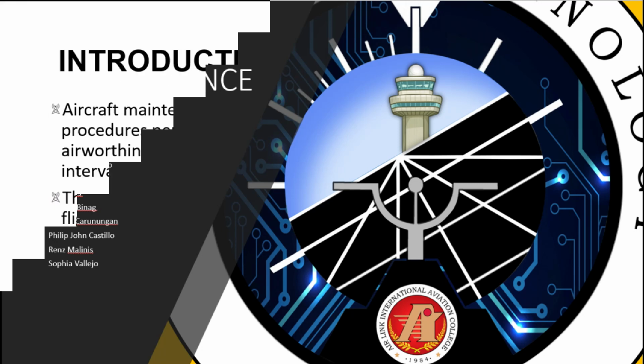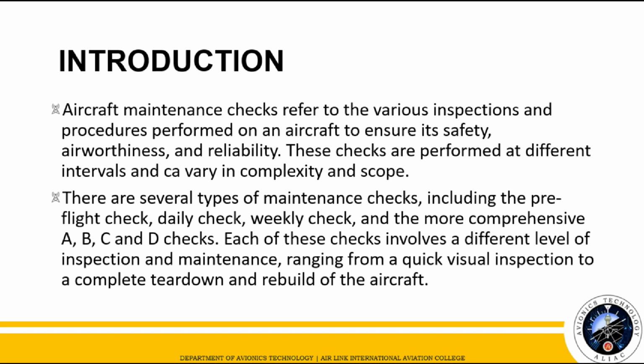Aircraft maintenance check. Introduction. Aircraft maintenance check refers to the various inspections and procedures performed on an aircraft to ensure its safety, airworthiness, and reliability. These checks are performed at different intervals and vary in complexity and scope. There are several types of maintenance checks, including the pre-flight check, daily check, weekly check, and the more comprehensive A, B, C, and D checks. Each of these checks involves a different level of inspections and maintenance, ranging from a quick visual inspection to a complete teardown and rebuild of the aircraft.